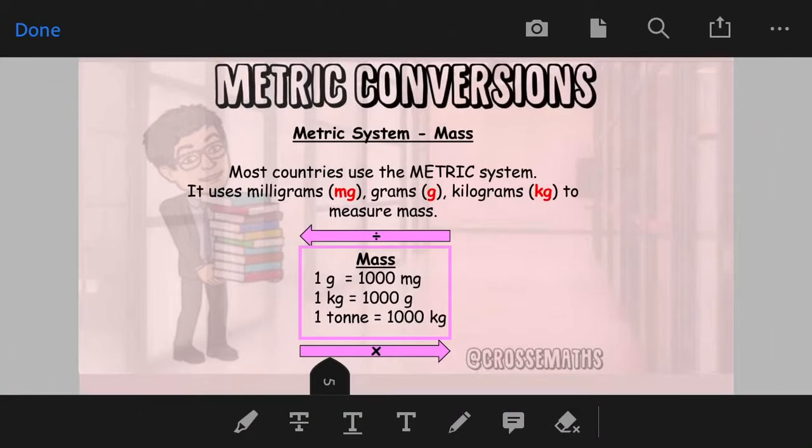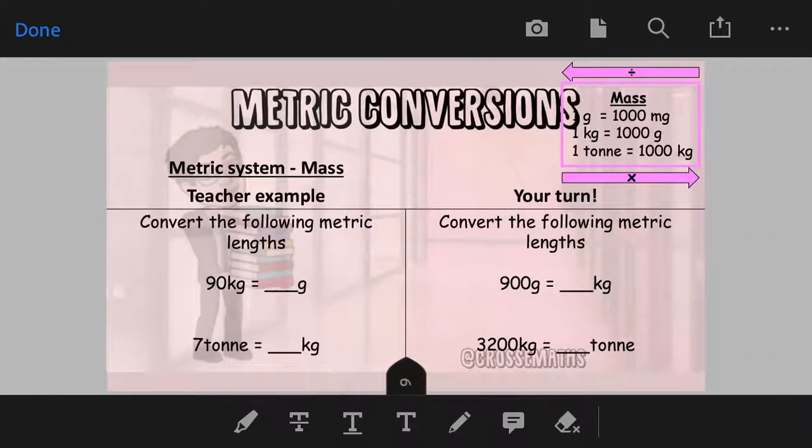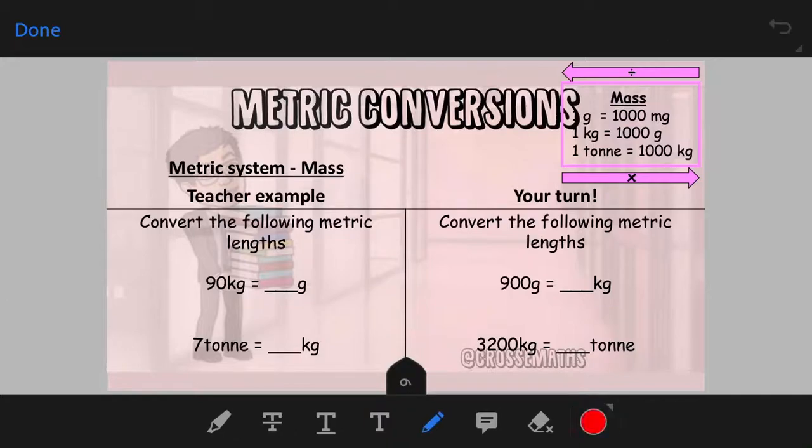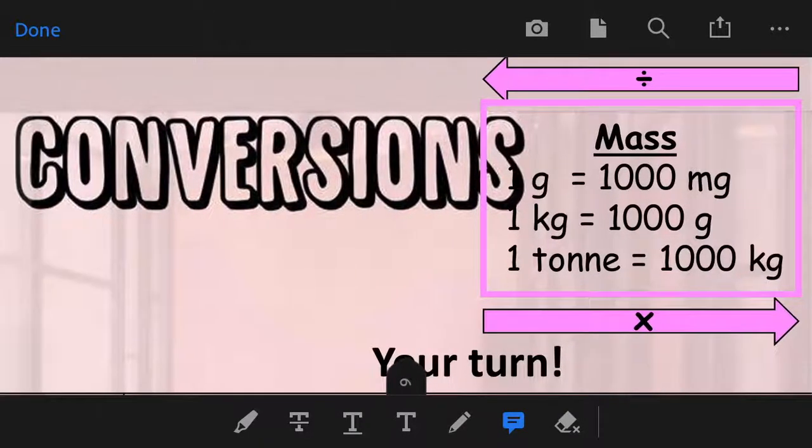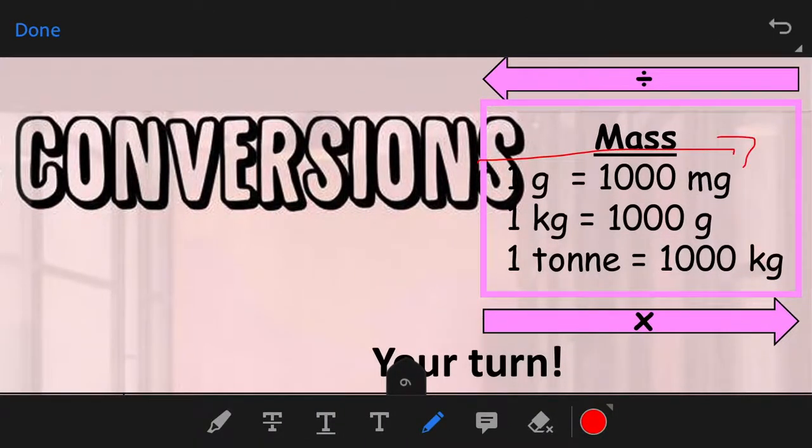Right guys, so next one is mass. It's the same thing essentially, using the same box. Pause the video and get that box copied into your book. Once you've done that, try and use that box to help you understand metric conversions. Again, if I zoom right in, if you're going from left to right, you've got to times. So if I was going from 1 gram to milligrams, I'd have to times by 1,000. Same thing if you're going from kilograms to tons. If I go from kilograms to tons, I'd have to divide by 1,000 because you're going back the other way.